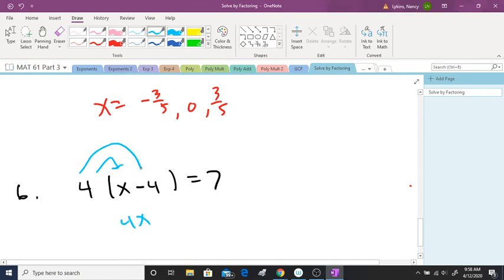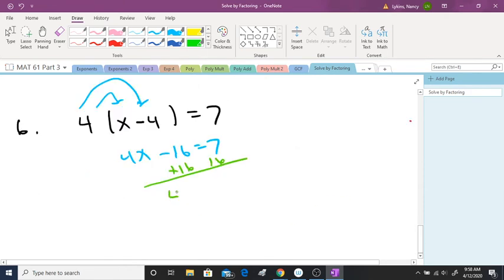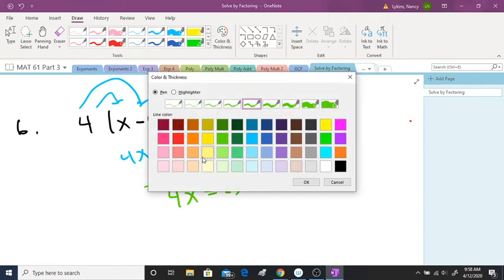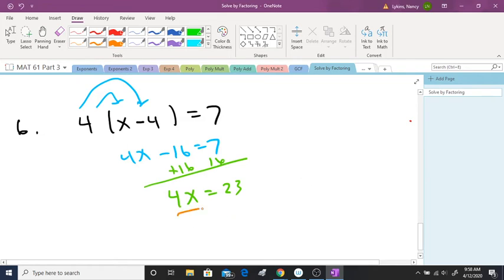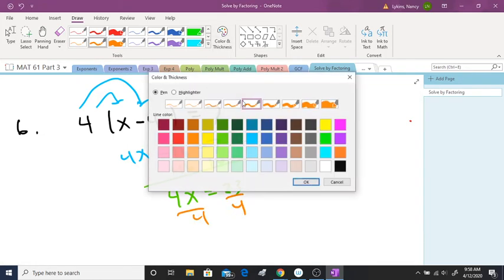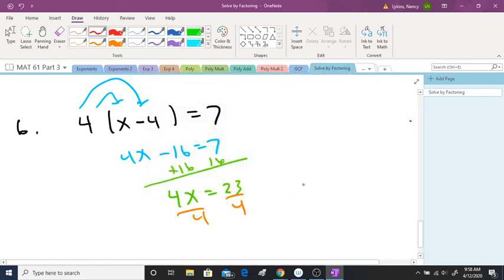4x. 4 times negative 4 is negative 16 equals 7. Then what we're going to do is we need to solve for x. So we're going to add 16 to both sides. 4x equals 23. Last one, divide by 4. And since 4 cannot go into 23, or 23 over 4 cannot reduce, my answer is going to be x equals 23 over 4.